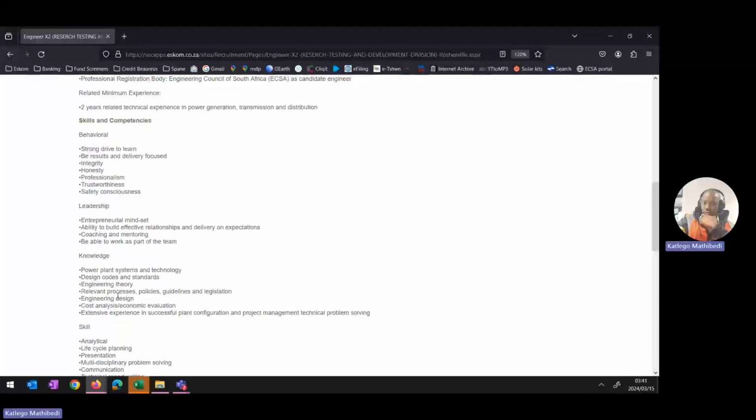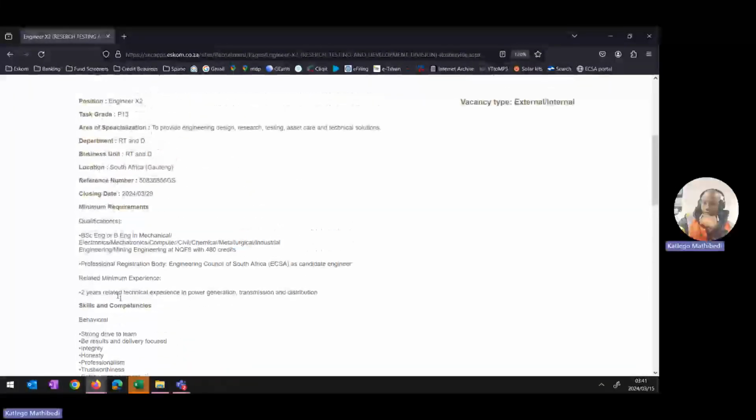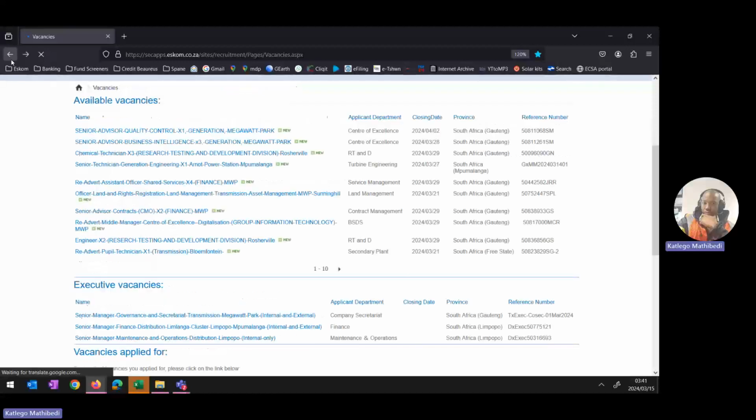So let's just go. And yeah, so the qualifications, obviously the important, what is the minimum that you need to have. You need to have a Bachelor of Science in engineering, or a Bachelor of Engineering. It can be in mechanical, electronics, mechatronics, computer, civil, chemical, metallurgical, industrial. And you need 2 years experience in power generation, transmission, and distribution, and that should be able to land you an interview. You will then be shortlisted. Following these processes, you will then be shortlisted after you applied.